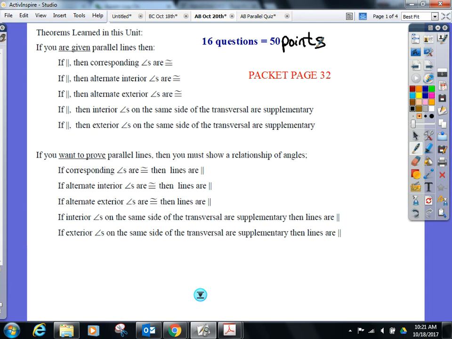some justification, explain. On page 32 is all the theorems we have gone over, as far as if you are given parallel lines, all the special types of angles you could form. And then also if you want to prove parallel lines, all the different ways to do that. This is what I'm expecting. If you answer an algebra question and it asks for a justification or a theorem, here is what I'm looking for.